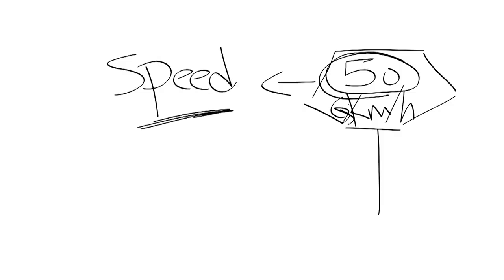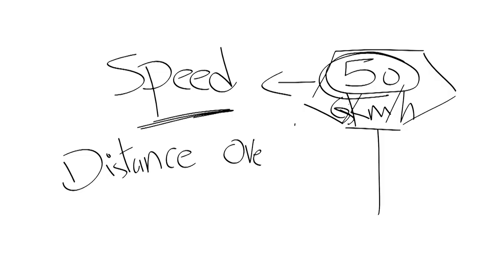This is our second topic, the speed. What is the speed? The speed is the distance covered by an object over time. Distance covered by an object over time. How could we measure the speed? Speed, of course, measures how fast the object is moving, right?